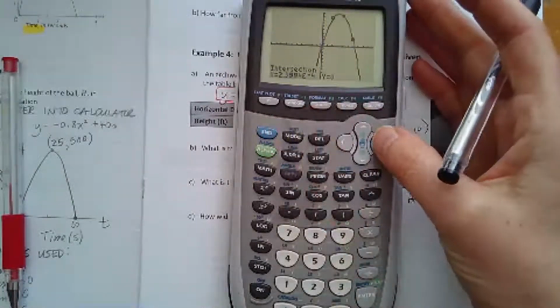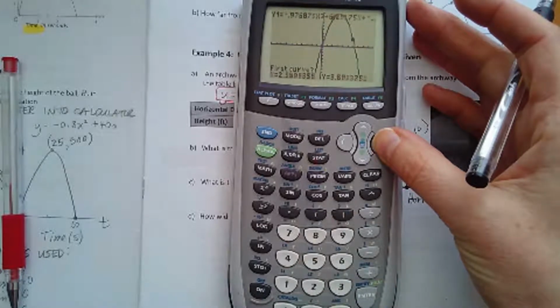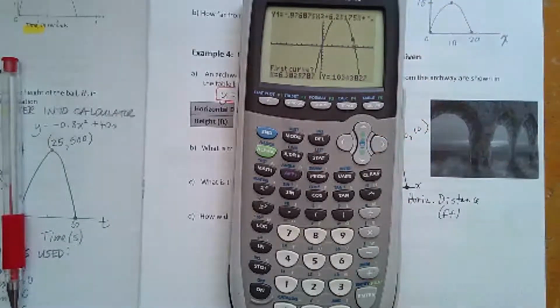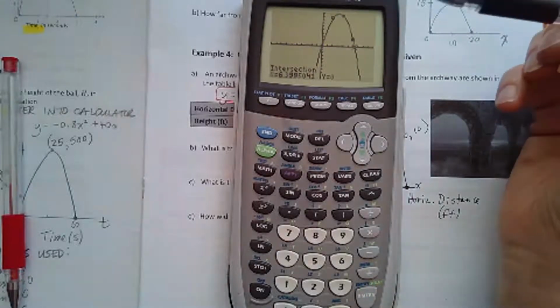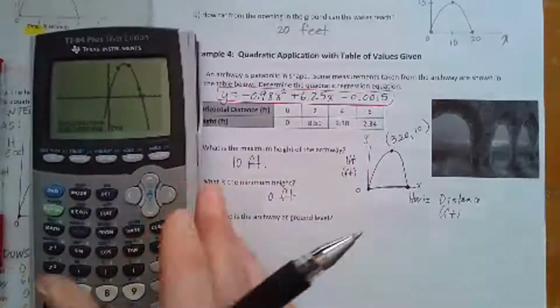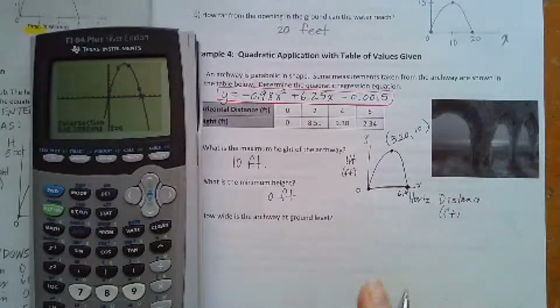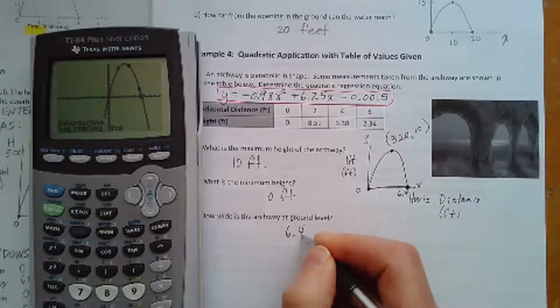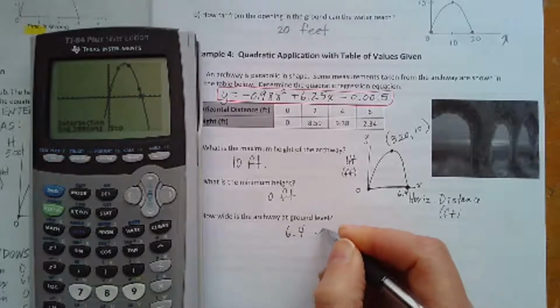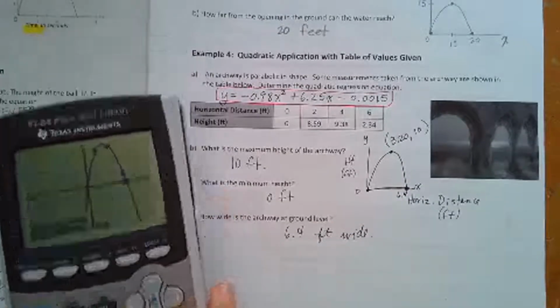Okay, now let's try the second one, second number 5. This is the one I'm really interested in. Okay, so it intersects at 6.4, 0. So 6.4, this point is 6.4. So that means the width is 6.4 feet wide.